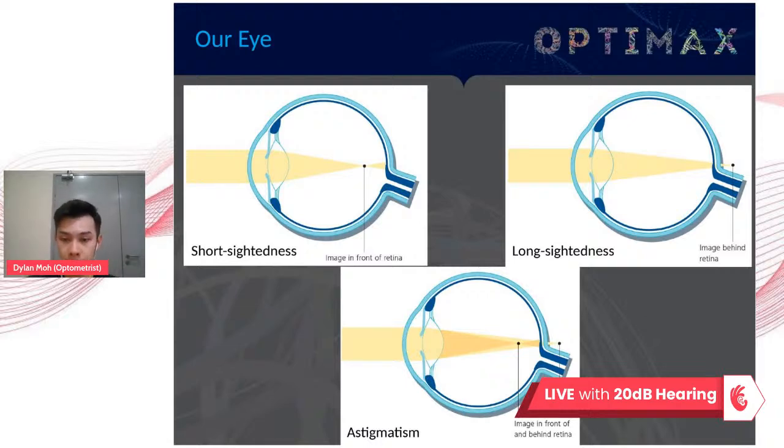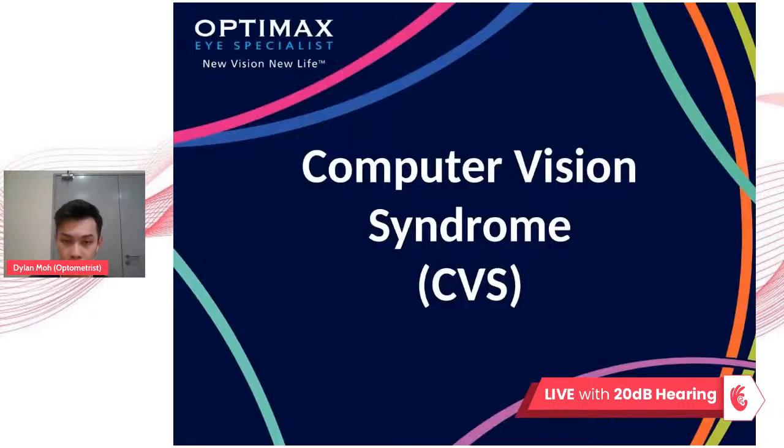So a lot of people may also ask, is this kind of eye disease able to be settled by LASIK? Yes, it can be settled all in one. So let's enter the topic for today, CVS, also known as computer vision syndrome.